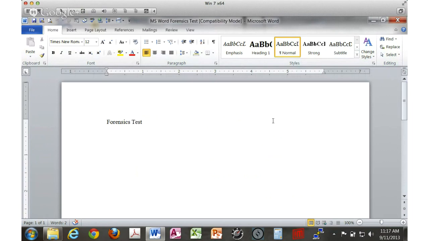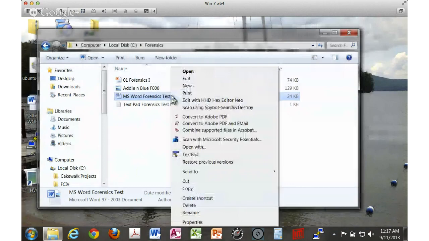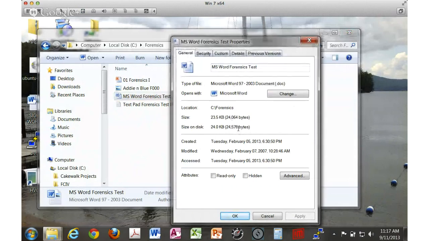Now, it says it's 24 kilobytes for those, I don't know how many, 13 characters. So let's look at the properties. And I can see that it's actually being stored in the actual size, 24,000. So there's a lot of metadata. There's just a lot of Microsoft Word junk, okay, to store those 13 characters.